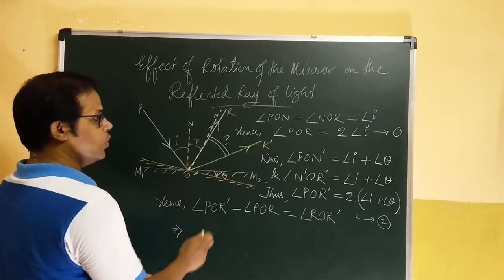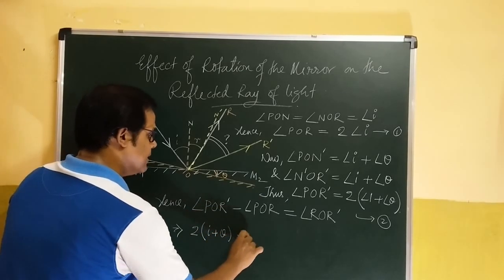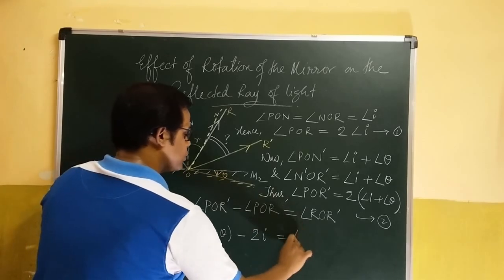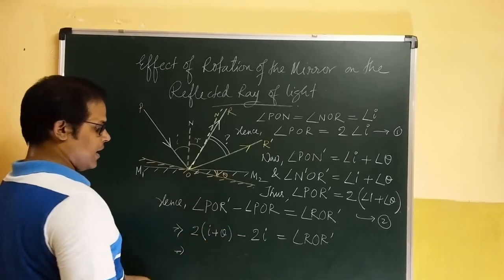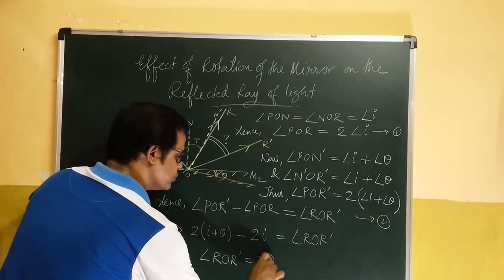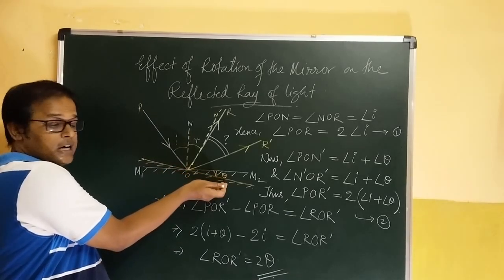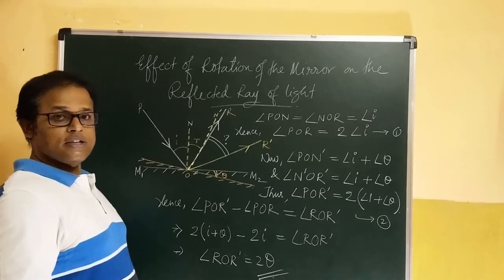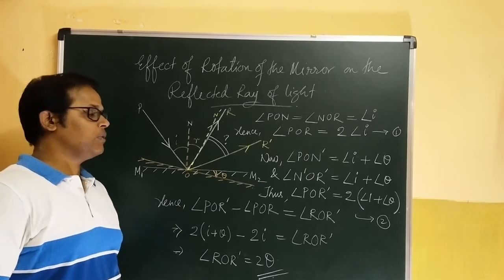Now let us see what we know about these angles. Angle POR prime is twice of I plus theta, minus angle POR. POR is twice of I, and that should be equal to angle ROR prime. So I clearly see that 2I plus 2 theta minus 2I, I lose that 2I, and I'm left with angle ROR prime equal to twice theta. It means that if you're rotating the mirror by an angle of theta, the reflected ray is going to rotate twice that angle. So the result is twice theta. Please note it down.